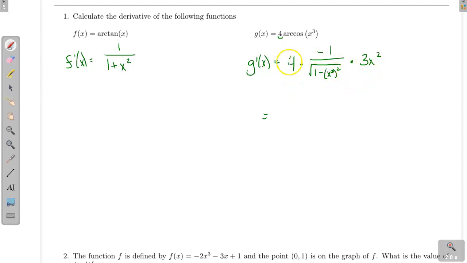And this one I'm actually going to simplify a little bit. I'd be fine if you left it like this, but this 4 is going to go up here, and this 3 is going to go up here. It's going to give me negative 12 x squared over the square root of 1 minus x to the 6th. Remember, when you have a double exponent, you multiply them to get x to the 6th. So this is the way you'd probably see it on a multiple choice question.